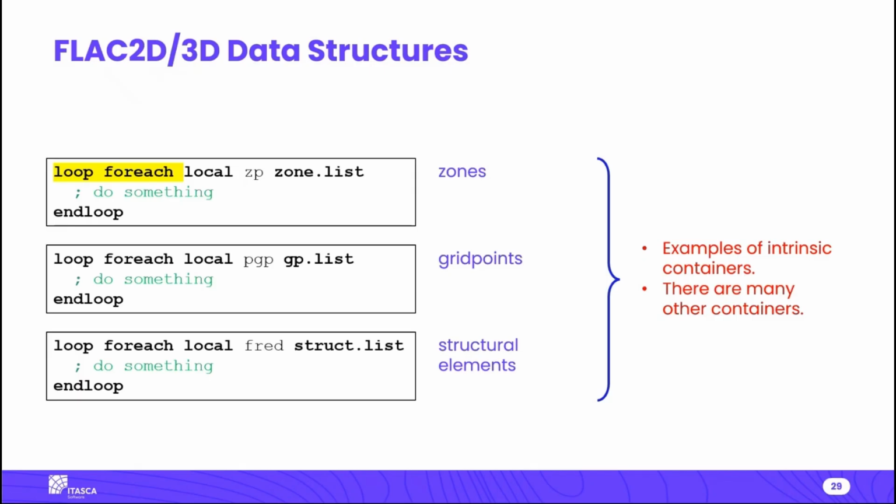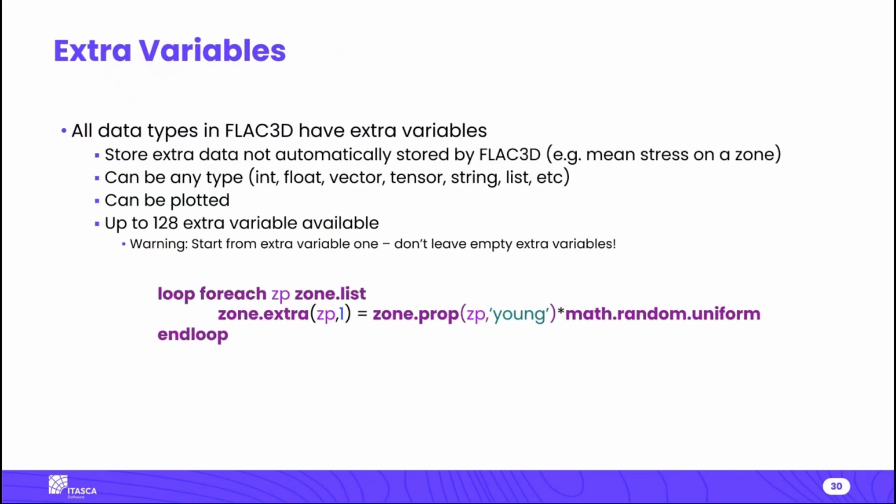As well as all the data that exists in FLAC2D and FLAC3D, so stresses for zones and displacements for grid points and so on, you can create your own data for these things. And this is what we call extra variables. So every zone, every grid point, every structural element has up to 128 extra variables. So you can put whatever data you want in there. And again, it can be integers, it can be strings, it can be vectors, it could be anything.